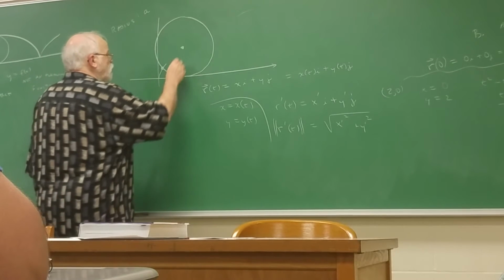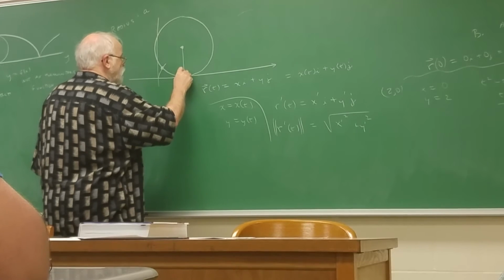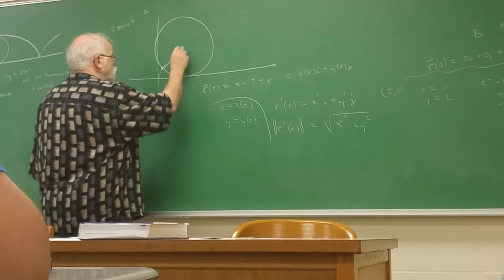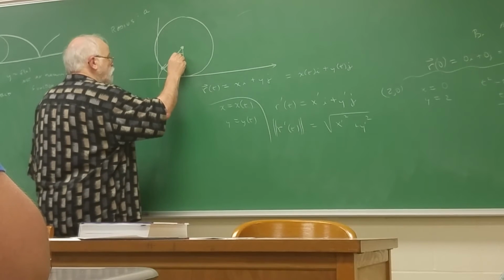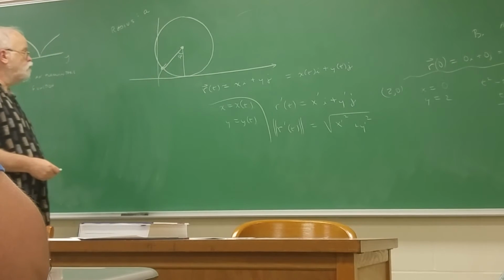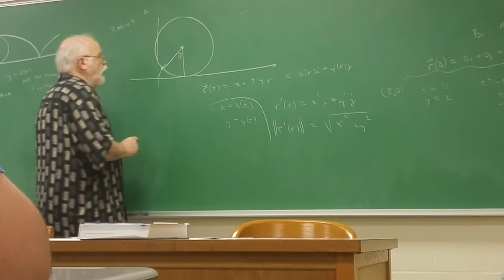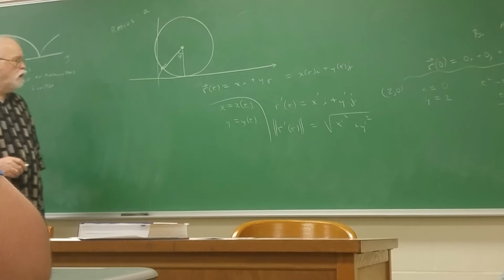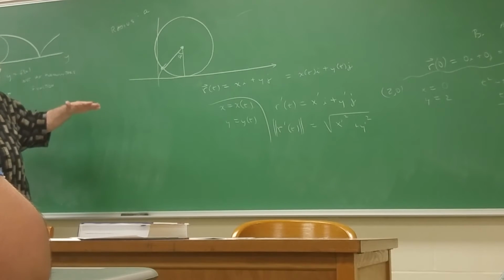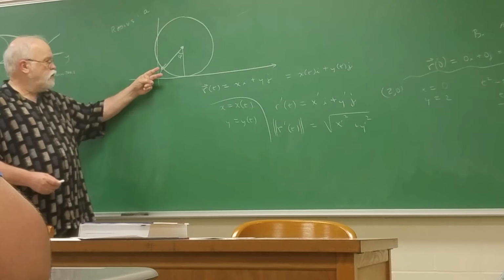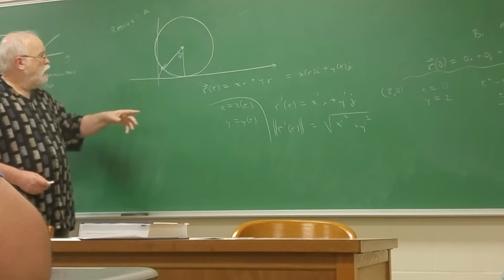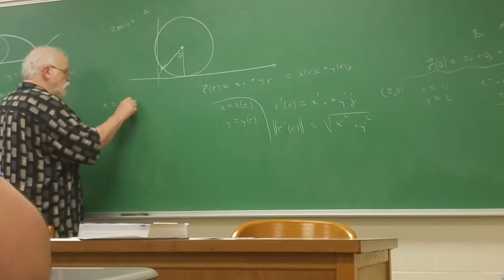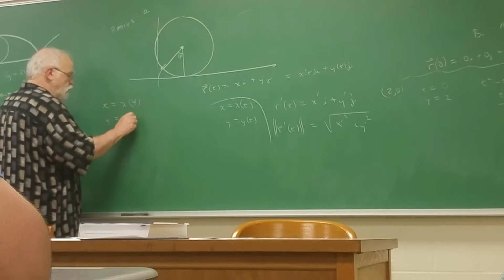And the parameter I'm going to use is the angle between where this point is and the vertical. I don't like to use theta for this either, because theta is too much associated with polar coordinates. Theta ought to be at the origin. But this is somewhere else, so I'm going to call it phi. So I want to get x as a function of phi, and y as a function of phi.